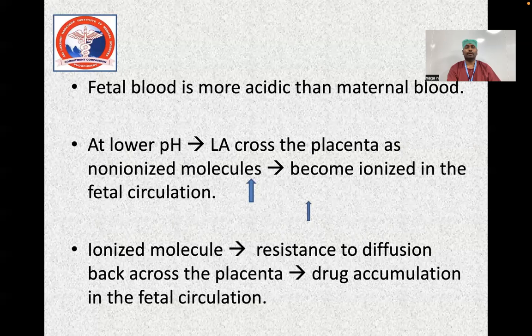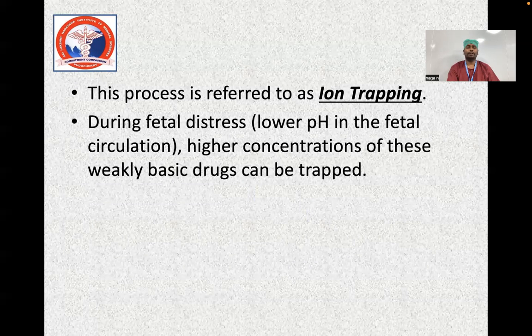Fetal blood is more acidic than maternal blood. At lower pH, when local anesthetics cross, the non-ionized molecules become ionized in the fetal circulation. Ionized molecules are more resistant to diffusing back across the placenta. Drug accumulation in the fetal circulation happens. This process is called ion trapping. During fetal distress, a higher concentration of these weakly basic drugs can be trapped.